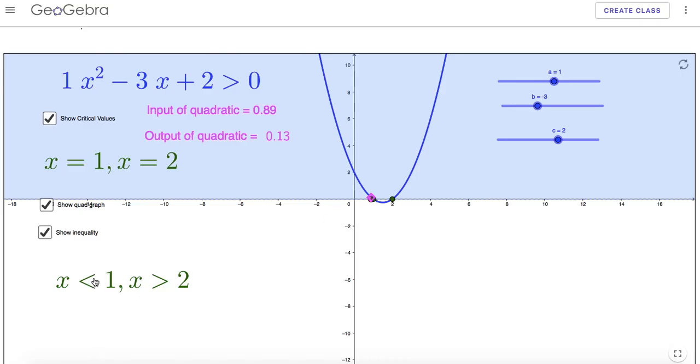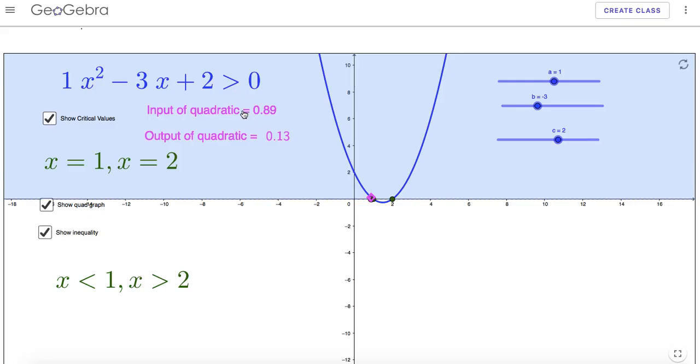Anything less than 1, on this side, or anything bigger than 2, everything on this side. And you can see that that represents the part that is above the x-axis. The part below the x-axis is not part of my inequality.